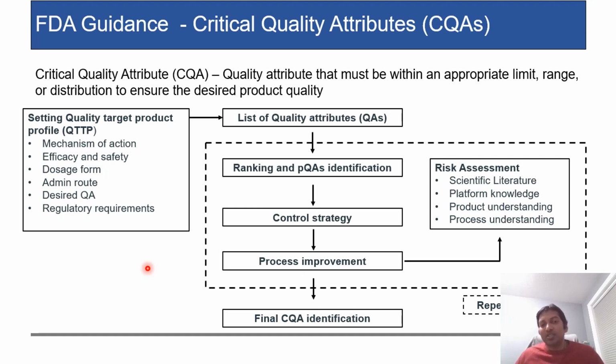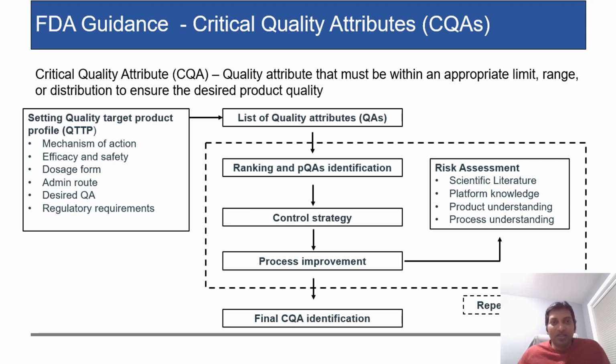The way we do risk assessments to improve the process, ideally you look at literature. Again, as you develop this product, you have the platform knowledge, and then you have the product understanding, and then you understand the process itself, like how your raw materials are and other things from the process. You gain all that knowledge, and you do a repetitive process of this to define those final critical quality attributes. Once you identify the list, you do all these control studies, and you define the operating parameters of each attribute.